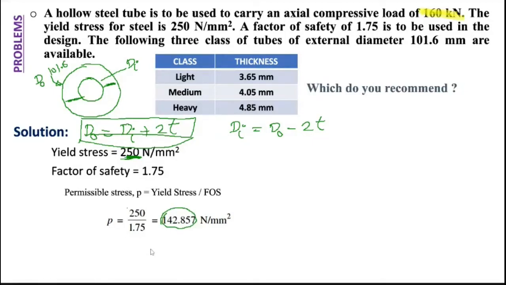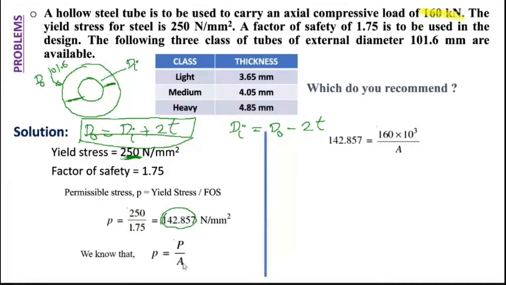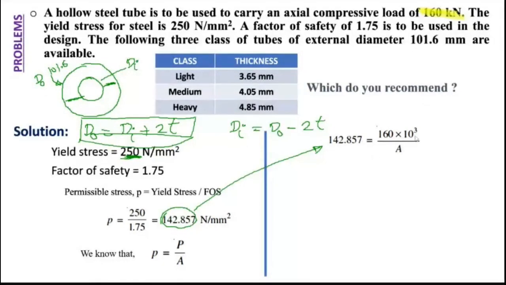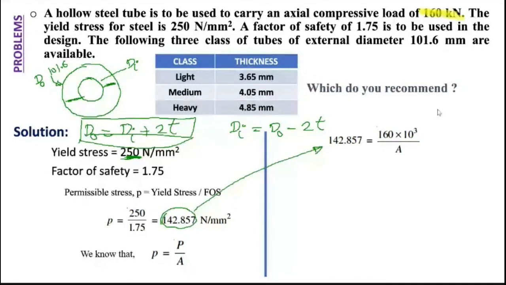Now you know the formula. What is the formula for stress? Stress is force by cross-sectional area. I identify the stress as 142, which is here. Force is given, which is 160 kilonewton. As earlier, we use Newton and mm. So 160 into 10 power 3 divided by area. We'll identify the area. So my area is 160 into 10 power 3 divided by 142.857, and I'll get the area.